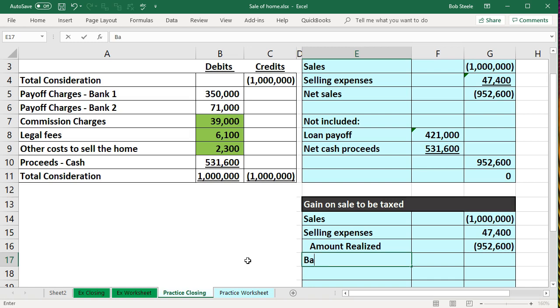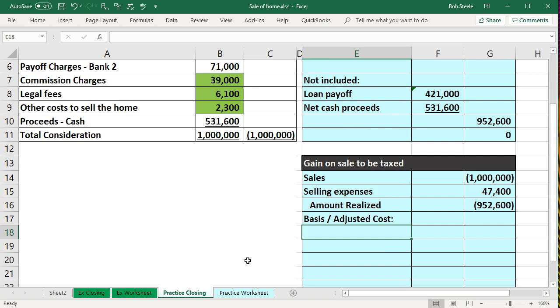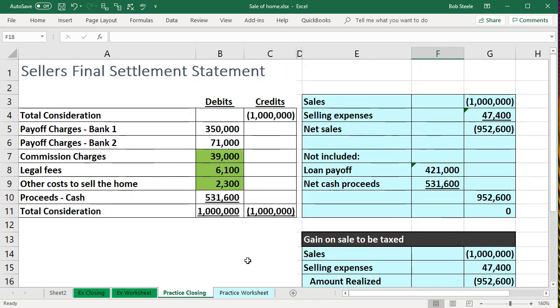And then we're looking for the basis. You can also call it the adjusted cost in essence. That's my terminology, but that's in essence what we're looking for. So we're going to start with the cost, the property value or the cost. And I'm going to say we bought it for, and again, we would want the settlement statement to figure this out way back when we purchased it. We're not going to have it on this information.